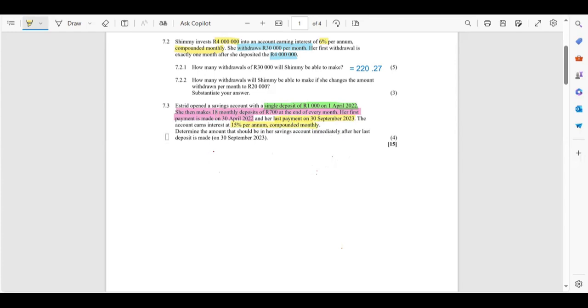Now, in this case, this person starts by depositing 1,000 rands on 1 April. Then at month end, or rather from the 30th of April, she starts making monthly deposits.